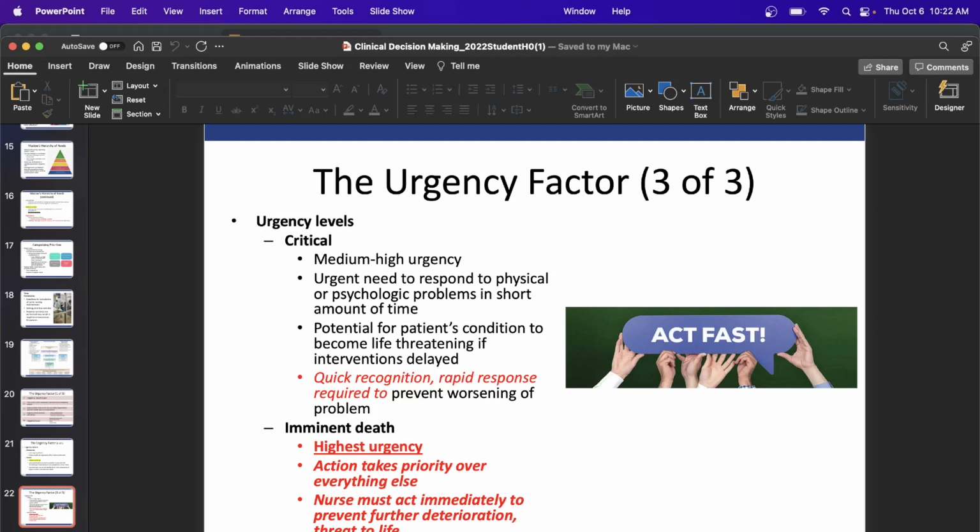This is from your Pearson, just for visual learners. This just walks through the non-acute, acute, critical, and imminent death factors that we just talked about. And then we rank priorities or activities by the highest priority for completion. You already know this. What is it? What are our highest priorities?